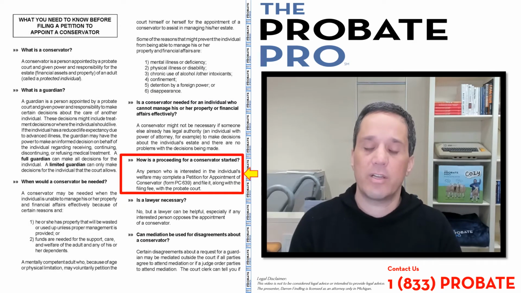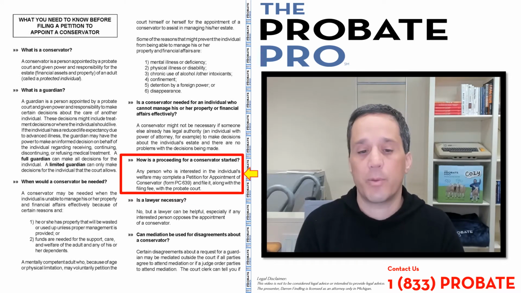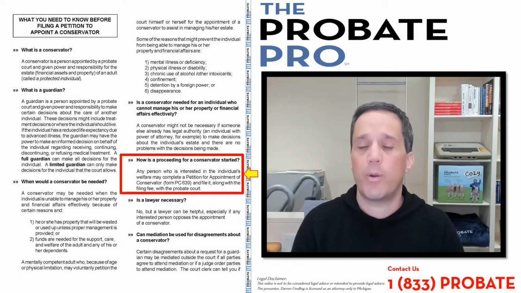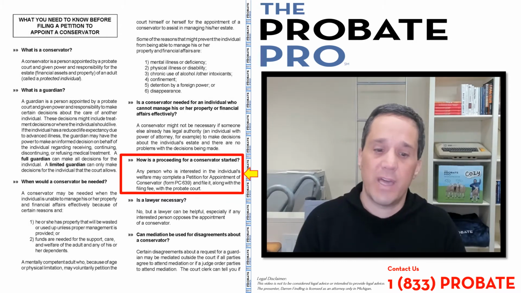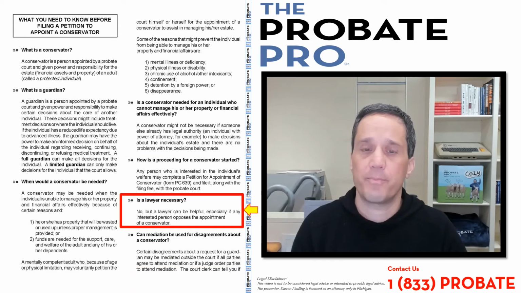This next part speaks about how you begin this process of appointing a conservator, and it's done by filing a petition for appointment of conservator, which is a SCAO form, State Court Administrative Office, Form PC669. Now, in my body of videos that we've done, I go line by line explaining how to complete and file a petition for appointment of conservator. Is a lawyer necessary? No.